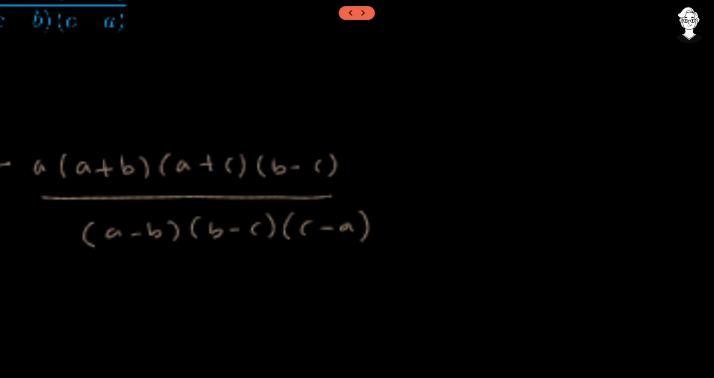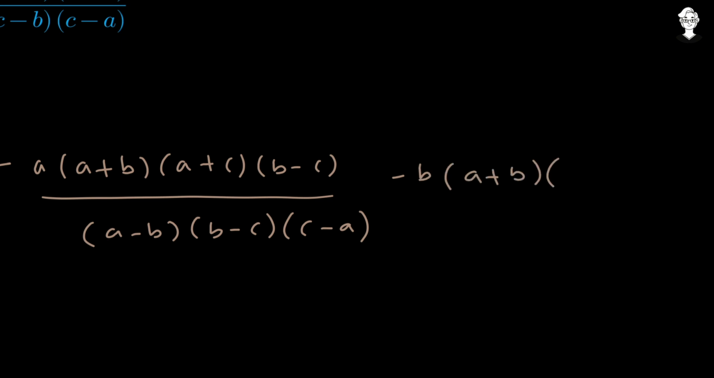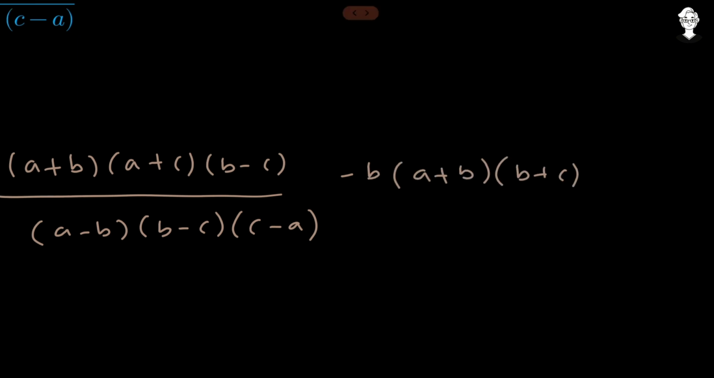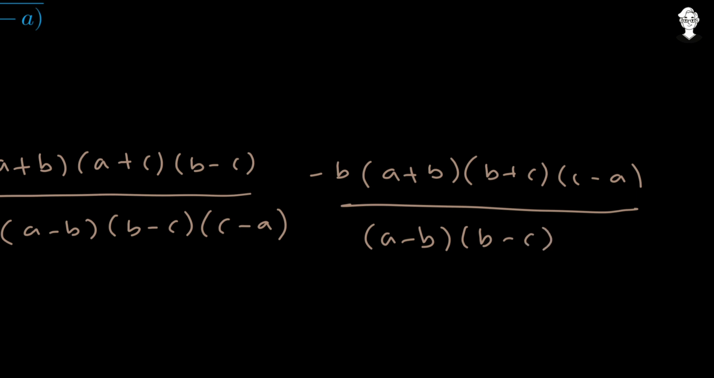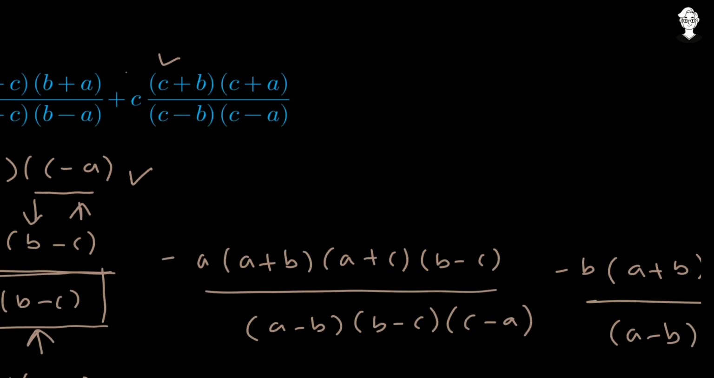So our second term has become negative b multiplied with (a plus b) multiplied with (b plus c) multiplied with (c minus a), and in the denominator we have (a minus b) multiplied with (b minus c) multiplied with (c minus a). Now similarly we will take the third term and make its denominator a common denominator.